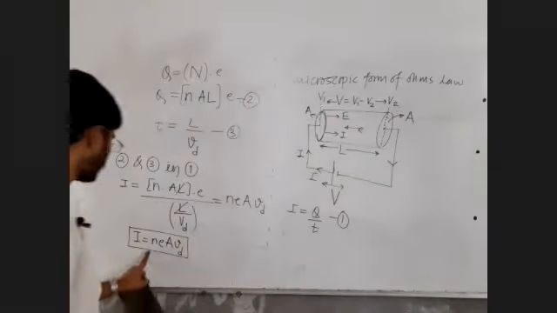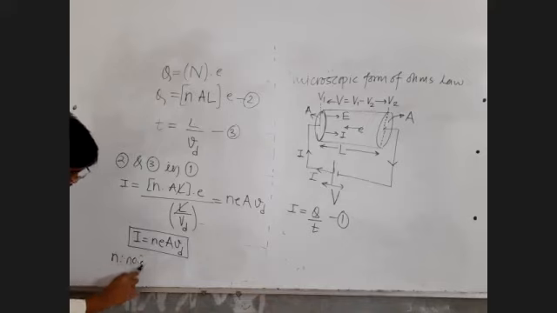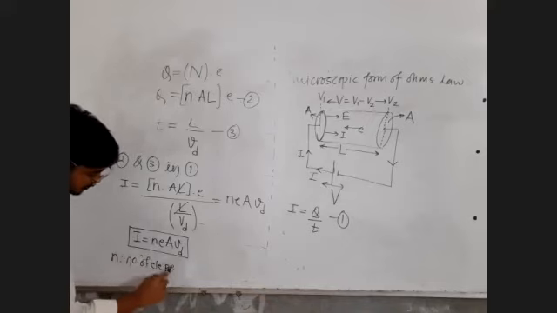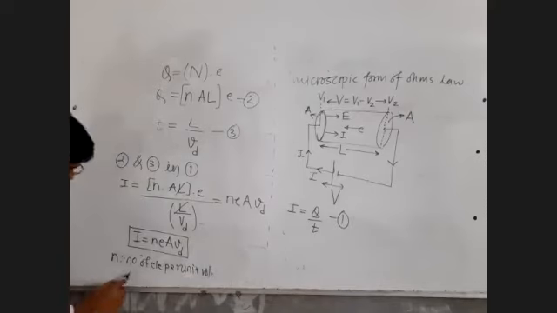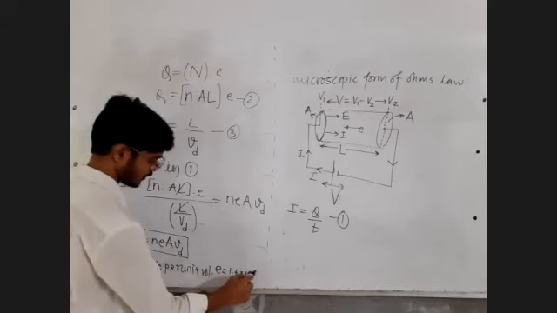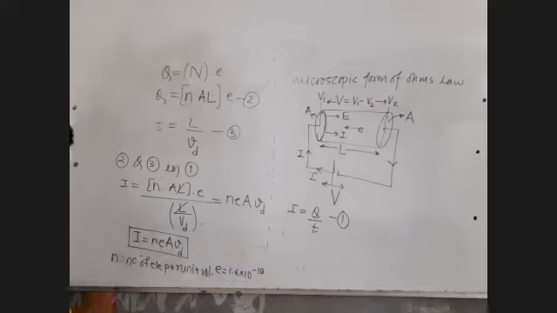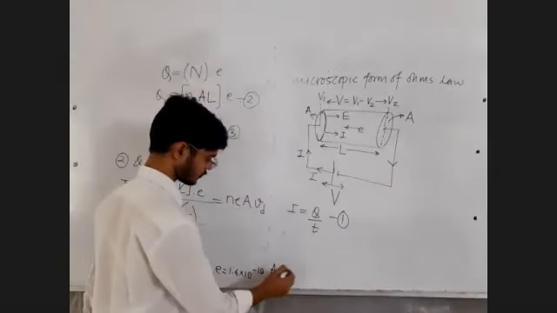Now write down what N is, what E is, what A is, what Vd is. N is the number of electrons per unit volume. If you get confused, let's write number of electrons per unit volume. E is the charge of an electron, 1.6 into 10 raised to minus 19. A is the area of cross section of the conductor.